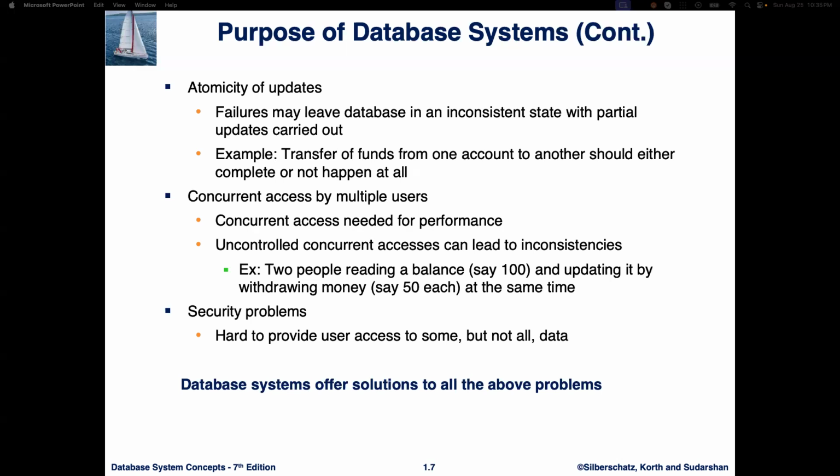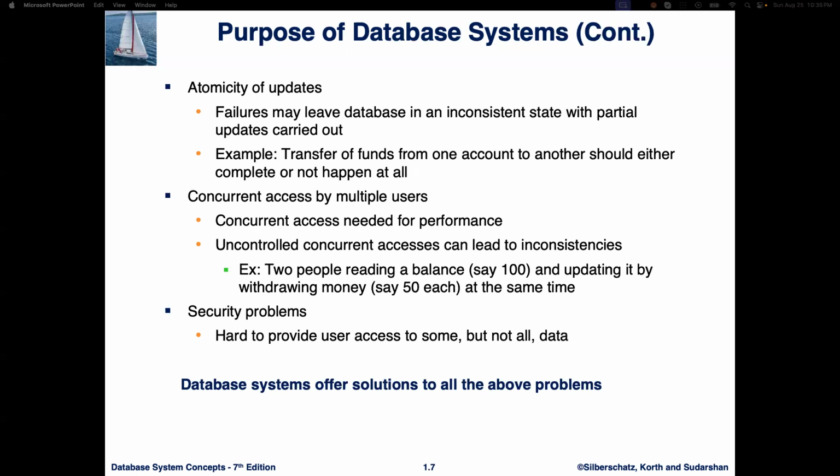So, atomicity of updates. Atomicity is one of the key properties of a database transaction, often summarized by the saying, all or nothing. This means that a series of operations within a transaction must either all be completed successfully or none of them should be applied at all.